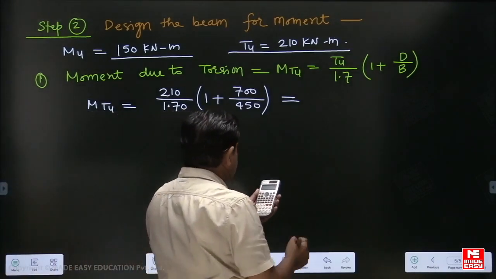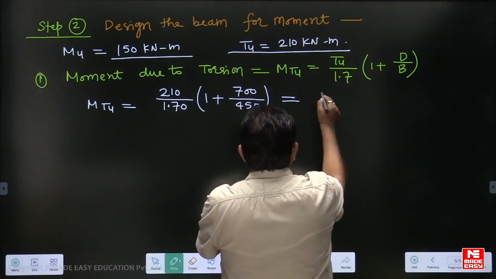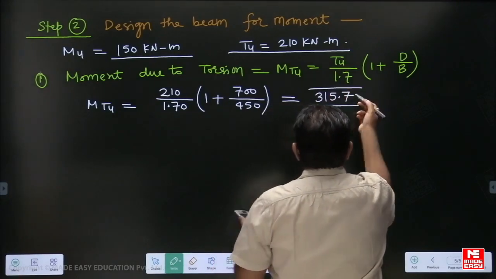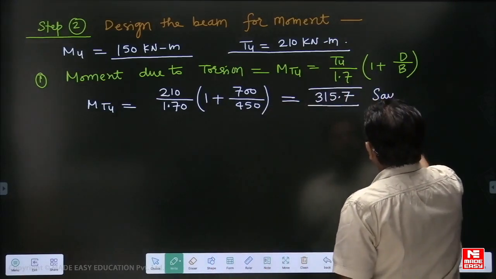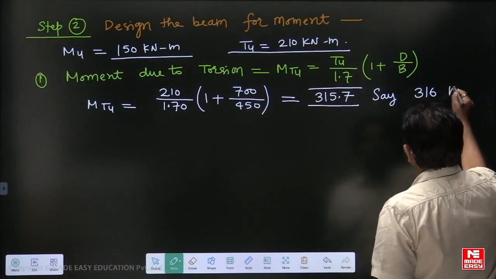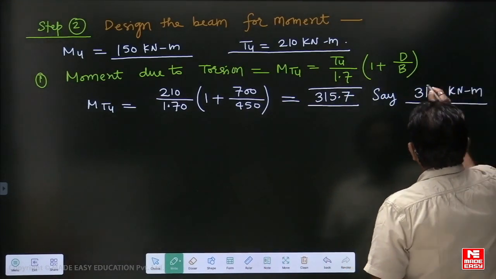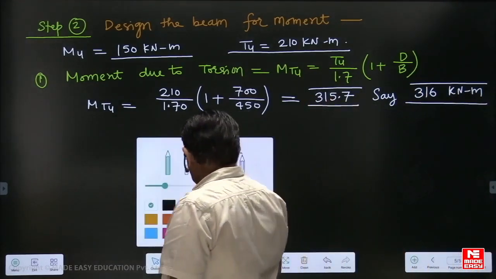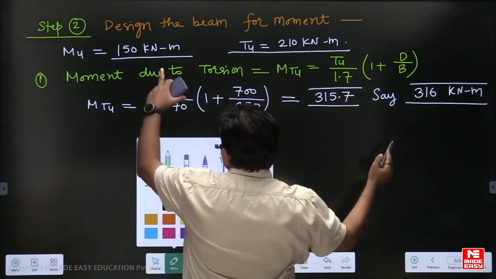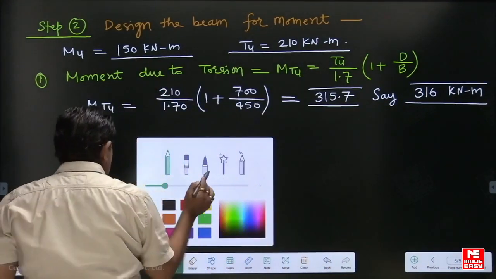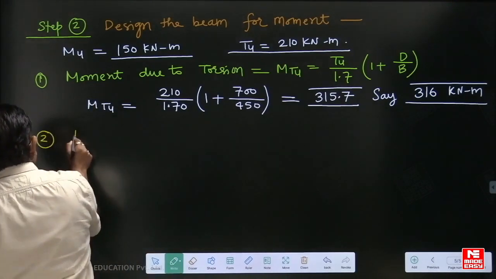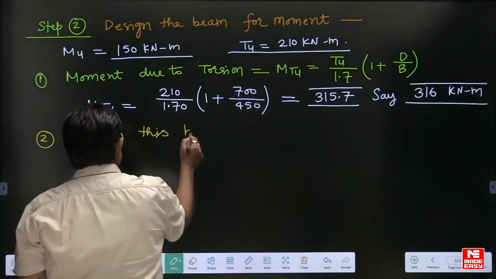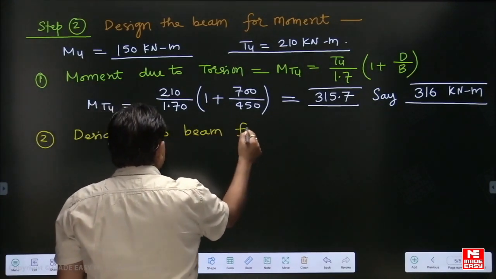This is equal to, see here, 315.68 आ रहा है, or you can take a round figure, say 316 kilonewton meter. So now see how we can design the moment. Your moment, that moment is also there, and this is the moment due to torsion. And see, this value is even greater than this one. So here the code suggests that design this beam for two moments. Design this beam now for two moments.